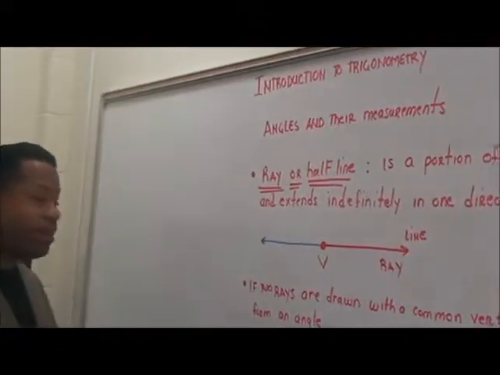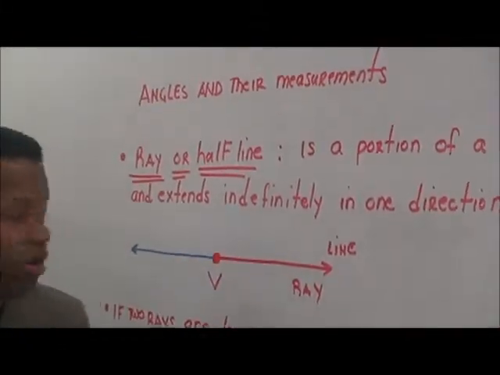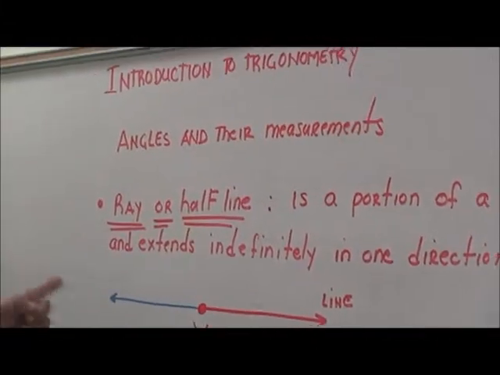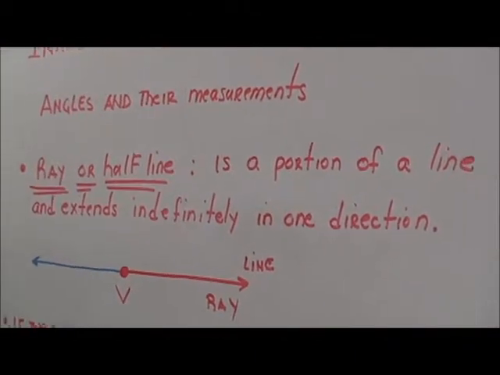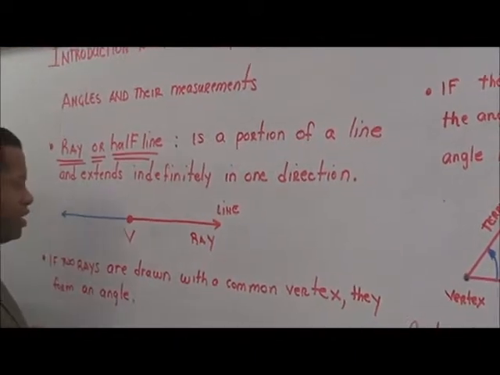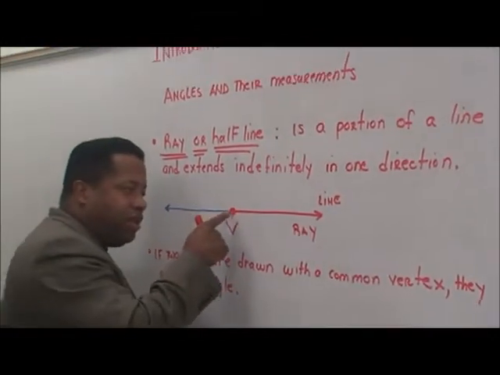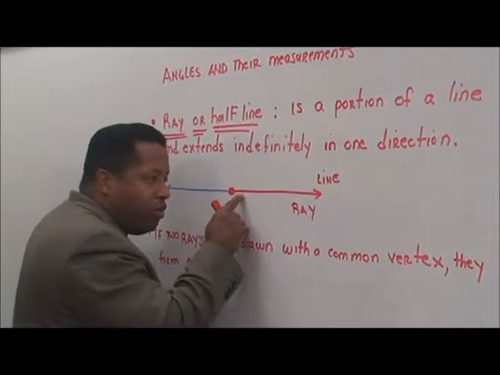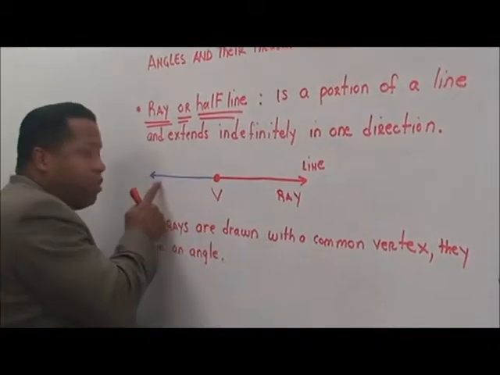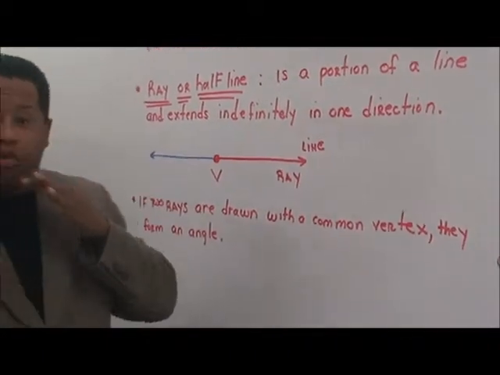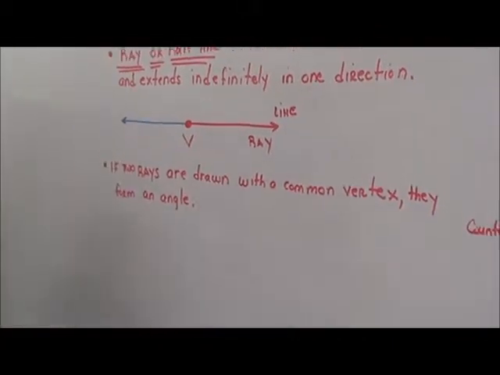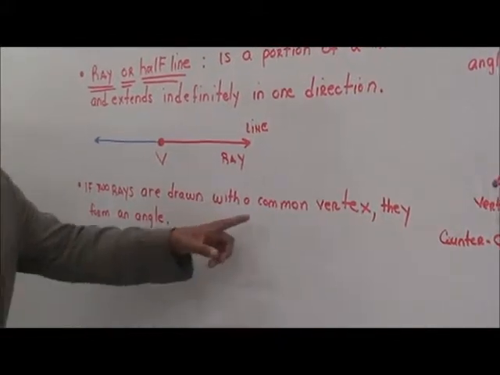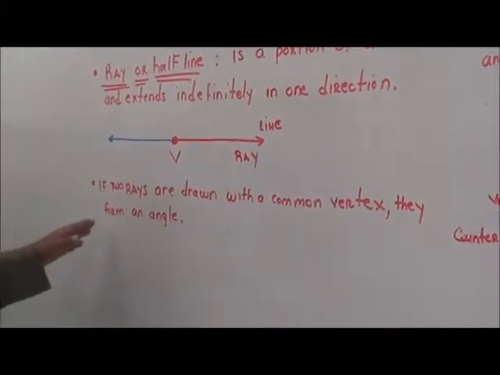Now today we're going to talk about angles and their measurements. Let's just start with the ray, or the half line. It is a portion of a line and extends indefinitely in one direction. As you notice here, V is the vertex, or the initial point, where the ray will start. It will go in this direction, or it can even go in this direction, forming an angle.